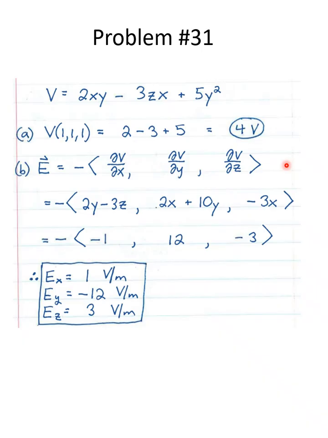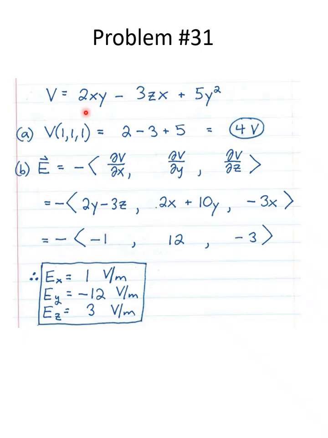Now for the second part, we're looking for the electric field, and this equation uses partial differentiation. The electric field as a vector is the opposite of, and its x component is the derivative of potential with respect to x. The y component is the derivative with respect to y, and the z component is the derivative with respect to z. So when we do this partial differentiation, for the first one, the derivative of V with respect to x, we are treating y and z as constants. We're only treating x as the variable to take the derivative with respect to.